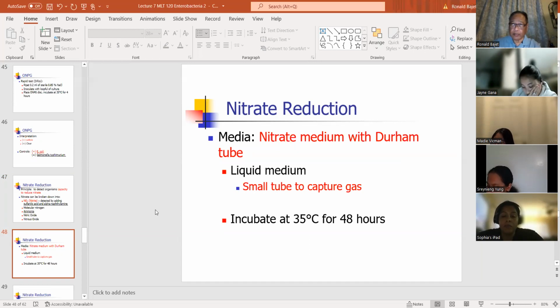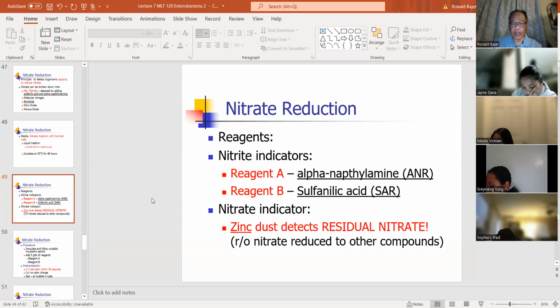So hopefully we can get the nitrate tubes with a Durham tube in it. That tube, which is inverted, is there to capture gas. You take your organism, inoculate your liquid nitrate media tube, and incubate it at 37 degrees, overnight usually, but you can incubate it up to 48 hours. The reagents are alpha-naphthylamine for reagent A and sulfanilic acid for reagent B. So there are 2 reagents for the nitrate reduction as well. And then there's zinc dust that is used for further reduction of nitrate.